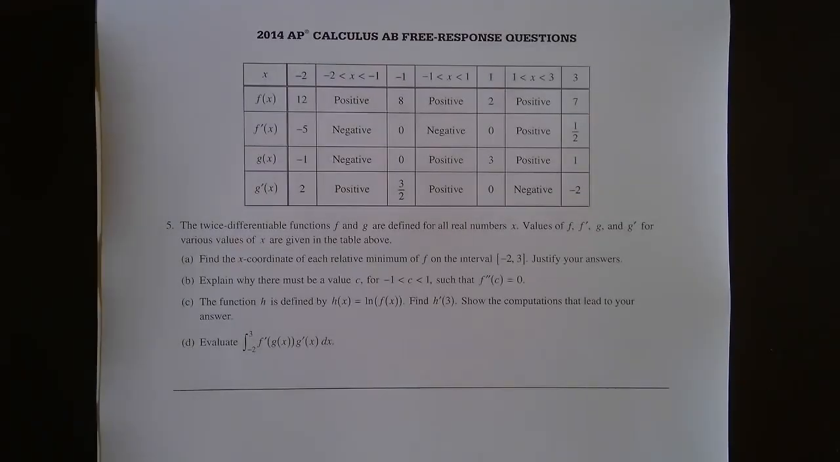Let's go to part B. So for part B, explain why there must be a value c for -1 less than c less than 1 such that f double prime of c equals 0, okay? And if you look at this, we don't have values for f double prime, right? This is not the intermediate value theorem, okay? It would be if we were given f double prime, but we weren't, right? We were just given f prime. So this is the mean value theorem, okay?